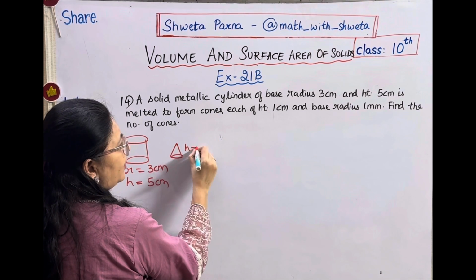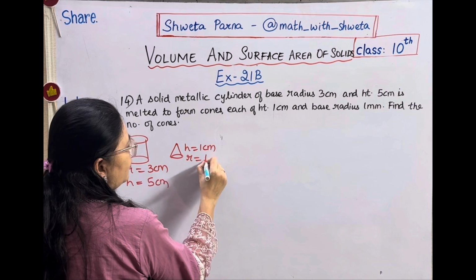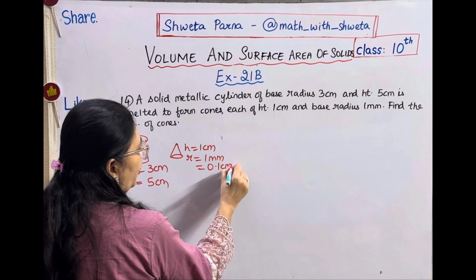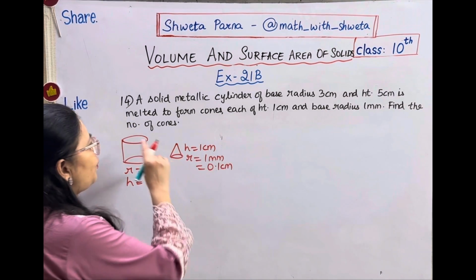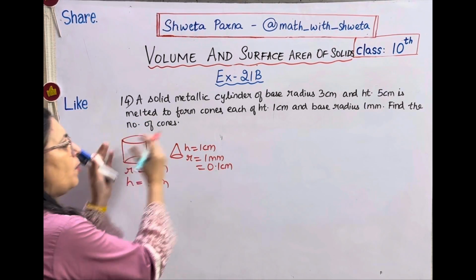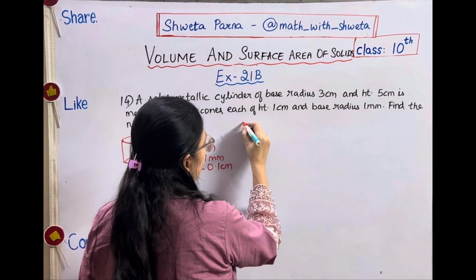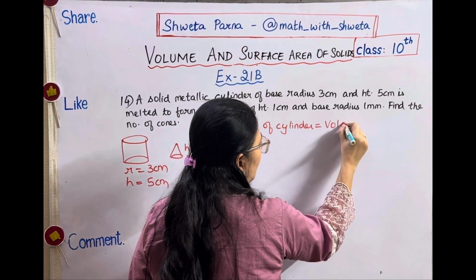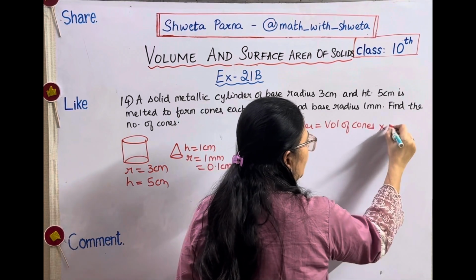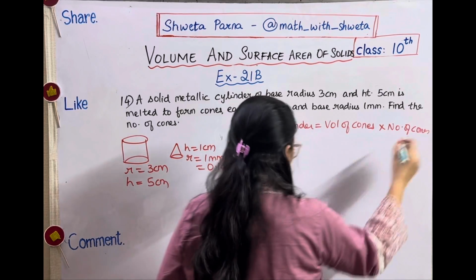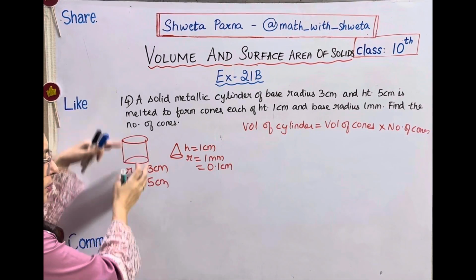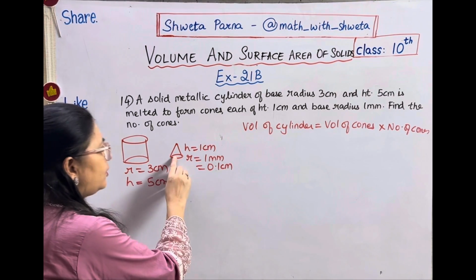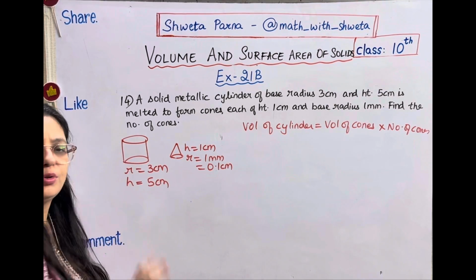Now each cone's height is given as 1 centimeter and radius is 1 millimeter. You will divide it by 10 to convert into centimeter, so this will become 0.1 centimeter. You have to find the number of cones. So from this, how many cones will you form? In short, we can say volume of cylinder is equal to volume of cone into number of cones. Understood? Because you are melting this, from this you are making smaller cones. But how many cones are you making? That you need to find out. So the volume of cone into number of cones will be equal to the volume of the cylinder.